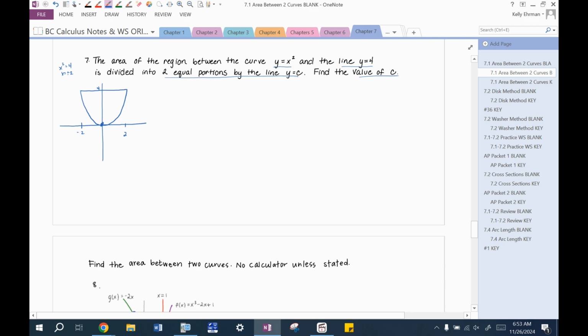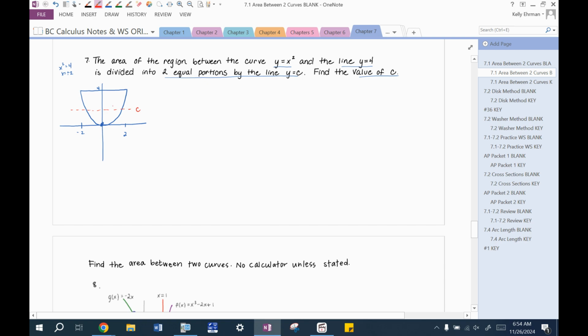And there's some line y equals c. So there's some horizontal line that we're supposed to put in here where the area on top is equal to the area on the bottom. So find the value of c. And did I place mine correctly? Absolutely not, but whatever.